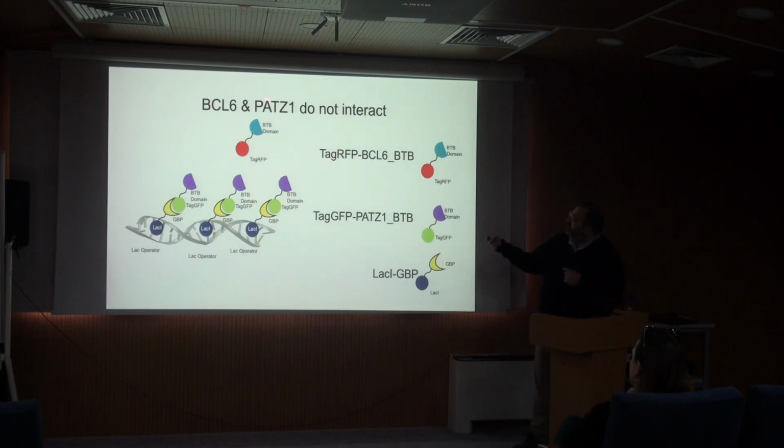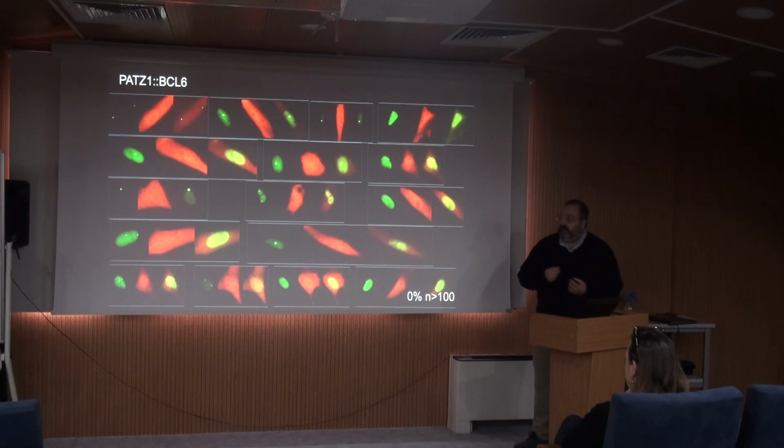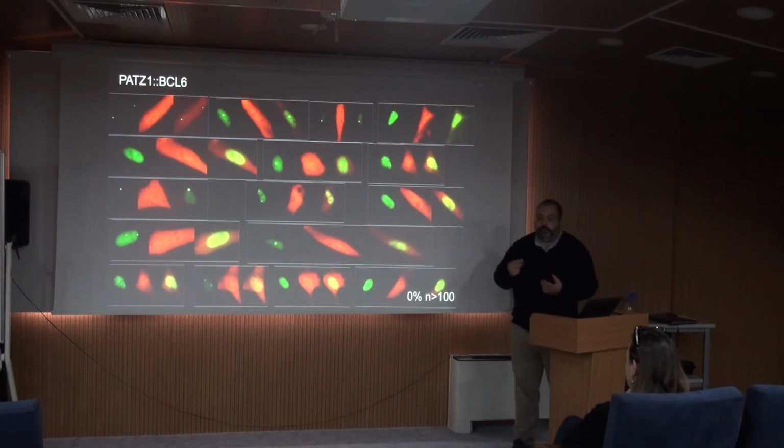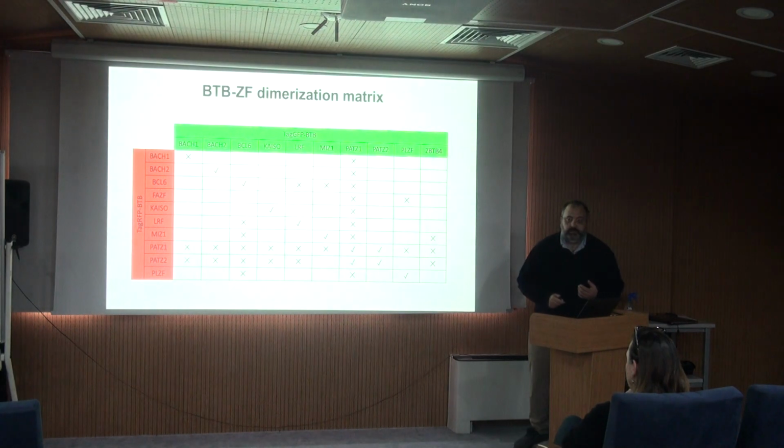So BCL6 and PUTS1: green PUTS1, red BCL6, you see the green dots being recruited to the DNA, but you don't see red dots forming on top of them. So PUTS1 is on the DNA, but BCL6 cannot heterodimerize with it.